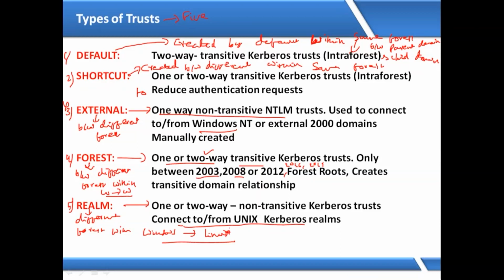So these are the 5 different types of trust we have. What are the different types of trust we have? 5 types of trust are there. Default is 1. Shortcut is 2nd. External is 3rd. Forest is the 4th. Realm is the 5th. Out of that, the best one is forest, because we are working on Windows to Windows. If it is Windows to non-Windows, we have to go for Realm. There is no other choice. Nobody is using external. And within the forest, you don't have to create one. If there are many domains, you can create a shortcut trust. So I hope you understood this.